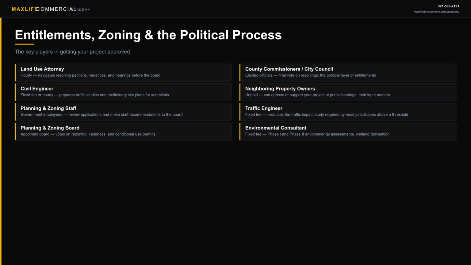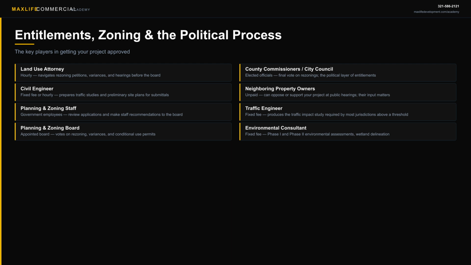Entitlements are the legal permissions that allow you to develop a piece of land for a specific use, and navigating the entitlement process means working with a cast of players, some of whom you hire, some of whom you have to persuade. Your land use attorney is arguably your most important hire in pre-development.